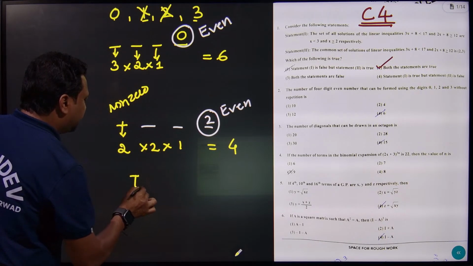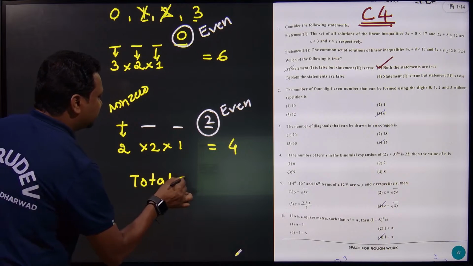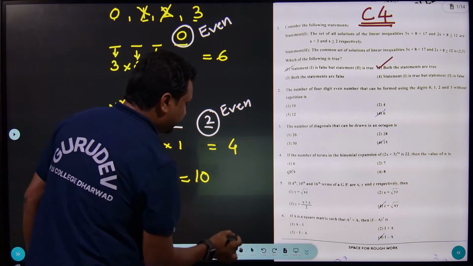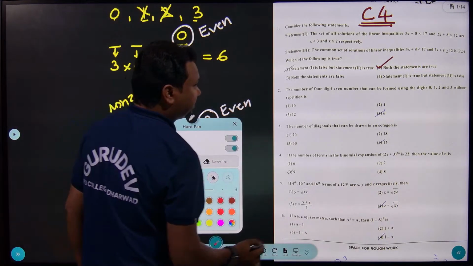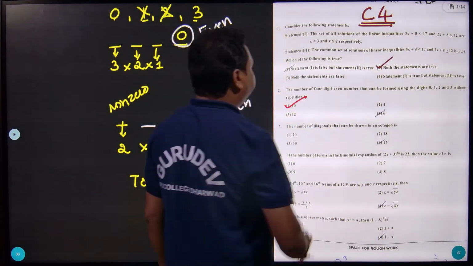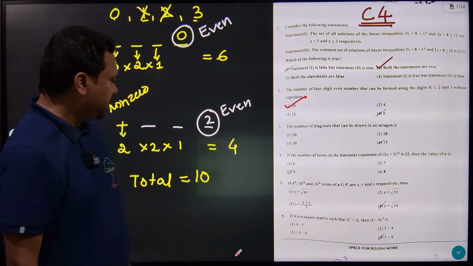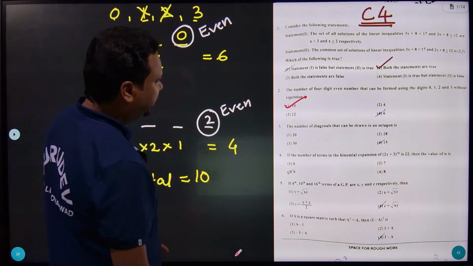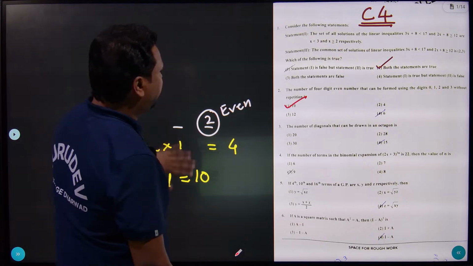Hence altogether, what is the total number of ways? The total number of ways will be 10. Therefore, what is my answer in this case? The answer in this case is 10. Okay, 10 is the right answer. Done? Clear? Okay, let's go for the next one.